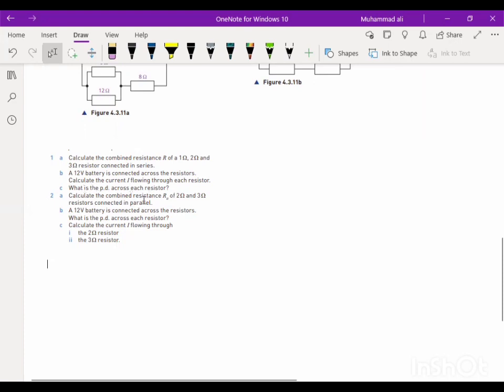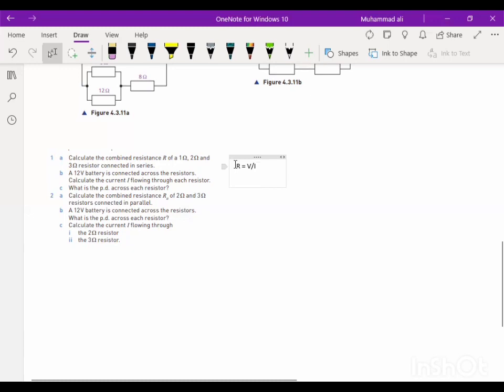When we're talking about series, we know that voltage is not going to be the same. It is going to be V equal to V1 plus V2 and so on. Now they're asking for the potential difference across each resistor, so I'll calculate separately. I know that R equal to V upon I.